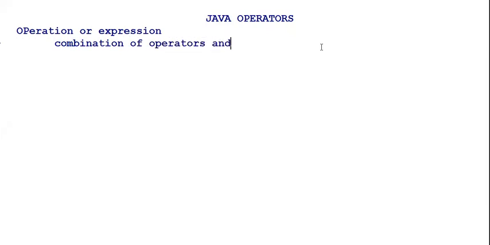Hi students, in this video we would like to learn the Java operators. So what are the uses of operators? We have one term called operation or expression, which can be defined as a combination of operators and operands. What are the operands in the expression?